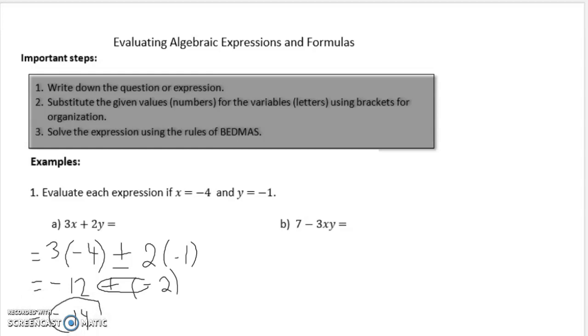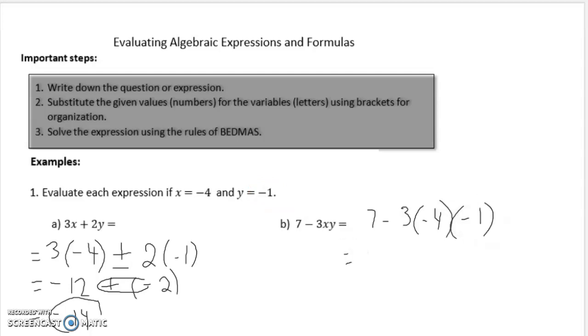Okay, B. We have 7 minus 3xy, but instead of x, we'll substitute -4, and instead of y, we'll substitute -1. So over here we have 7 minus 3, but now instead of x, it's -4. And then instead of y, it's -1.